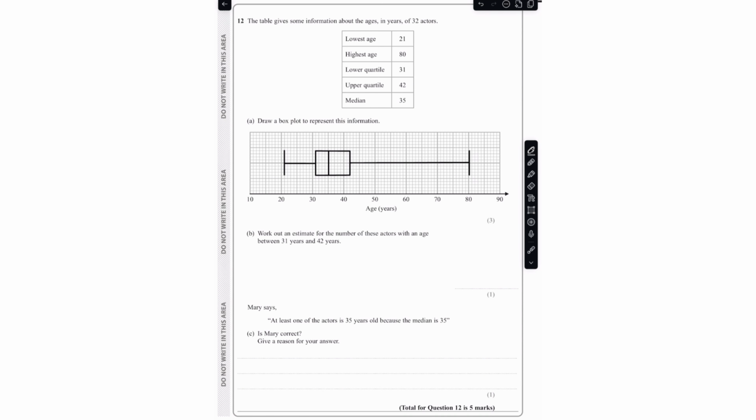In the second part of this question, we are told to work out an estimate for the number of these actors with an age between 31 years and 42 years. 31 represents your upper quartile and 42 represents your lower quartile. So this is 3/4 of the total, and this is 1/4 of your total. So 3/4 minus 1/4 equals 1/2. Therefore, 1/2 multiplied by 32 gives us 16. So your final answer is 16.